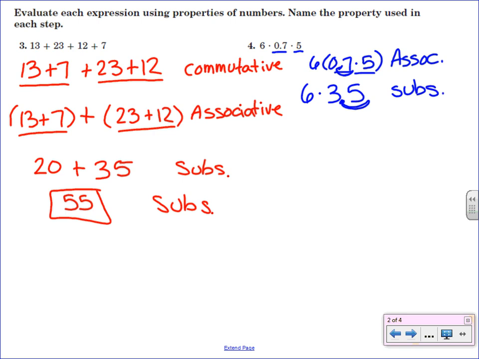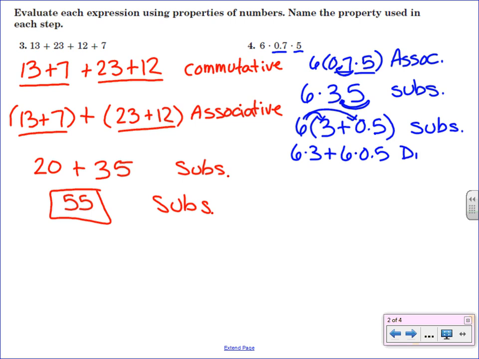So now I have 6 times 3.5, and I'm going to borrow a little bit from the distributive property, which is the next section, but we've already worked with it. So 6 times 3.5 could also mean 6 times 3 plus 0.5. 3 plus 0.5 is equal to 3.5. So by substitution property, I can do that. And then the distributive property tells me to multiply the 6 by each thing inside. So 6 times 3 plus 6 times 0.5. That's the distributive property.